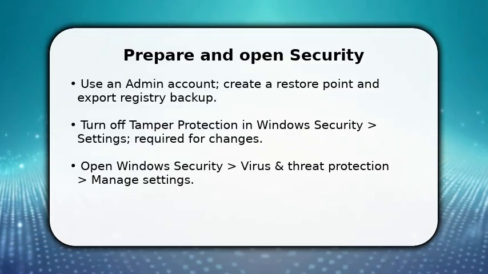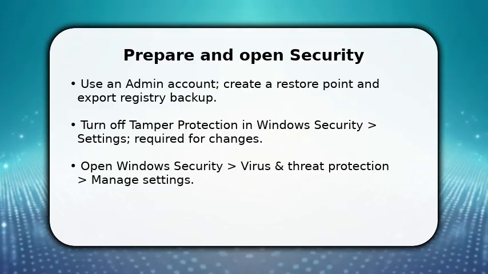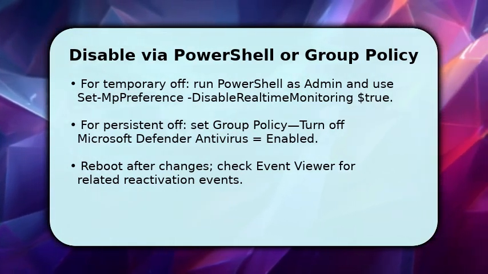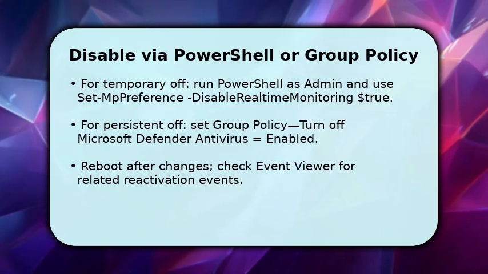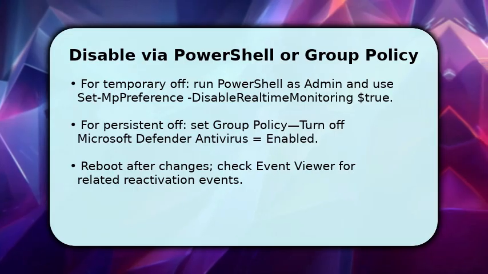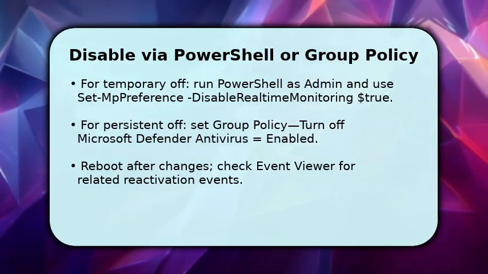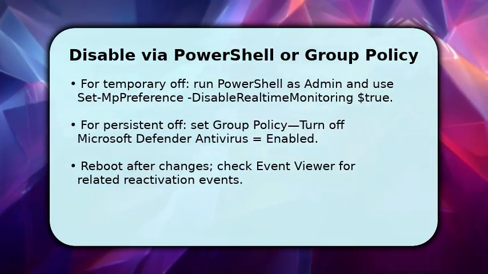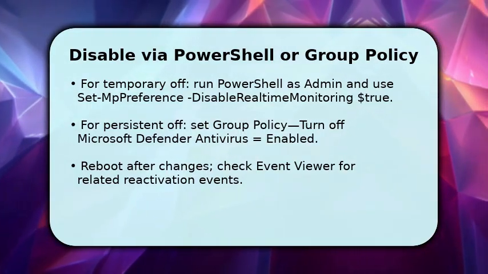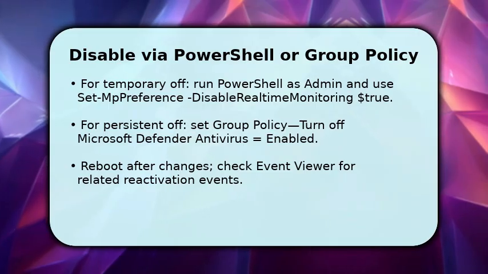For a quick stop, run PowerShell as administrator and execute Set-MpPreference -DisableRealtimeMonitoring $true. That turns off scanning until next re-enable. If you want a persistent disable on Pro/Education/Enterprise, open gpedit.msc. Go to Computer Configuration, Administrative Templates, Windows Components, Microsoft Defender Antivirus.